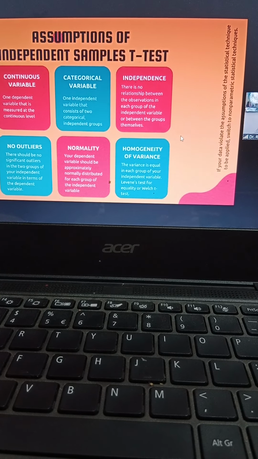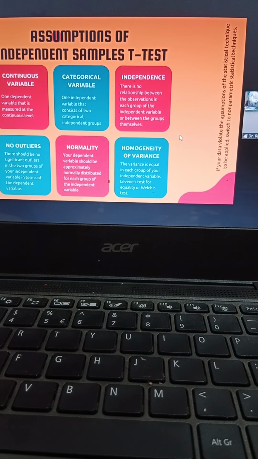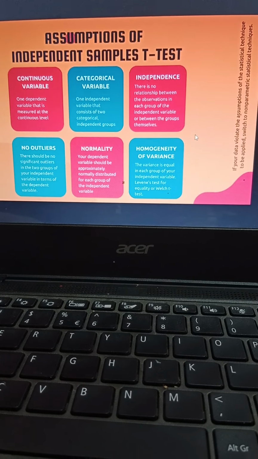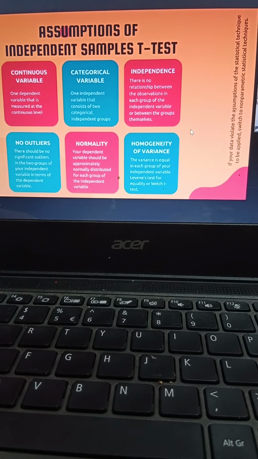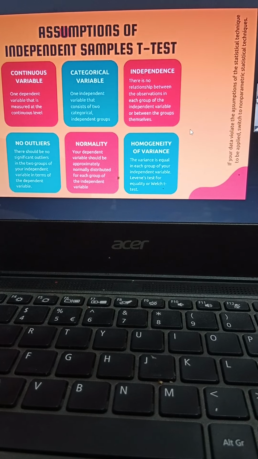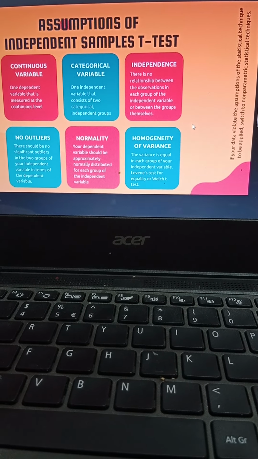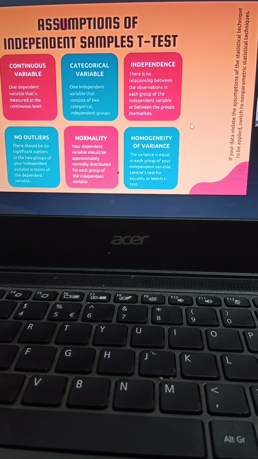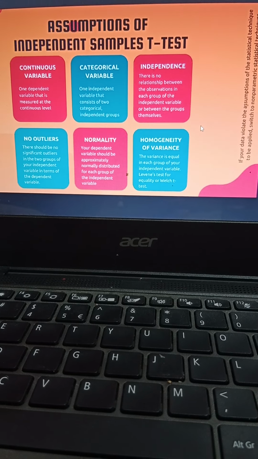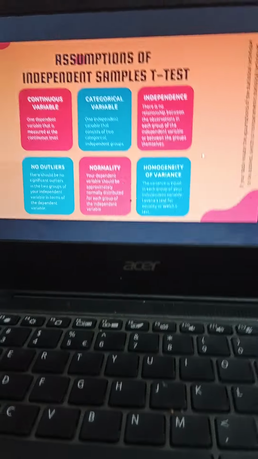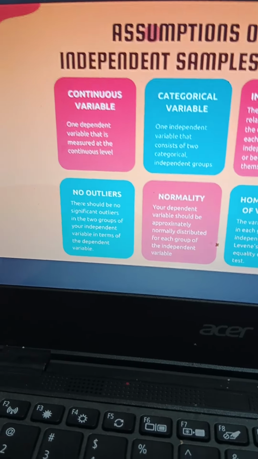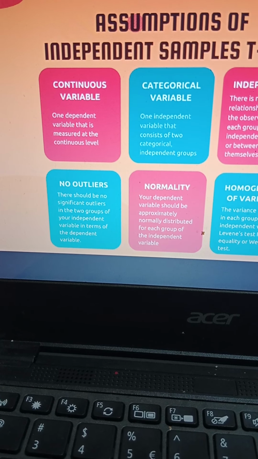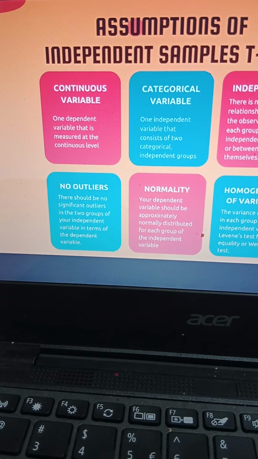The first one is the continuous variable. So it has to be in the scale measurement. One dependent variable that is measured at the continuous level, at least one of the variables that you are trying to analyze is at the continuous level. And the other variable should be a categorical variable. When you say categorical, it could be nominal, it could also be ordinal, because nominal and ordinal values are categorical data.